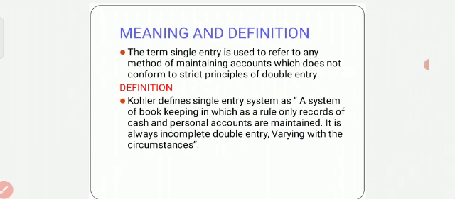The definition of single entry. Kohler, in his Dictionary for Accountants, defines the single entry system as a system of bookkeeping in which, as a rule, only records of cash and personal accounts are maintained. It is always incomplete double entry, varying with the circumstances.